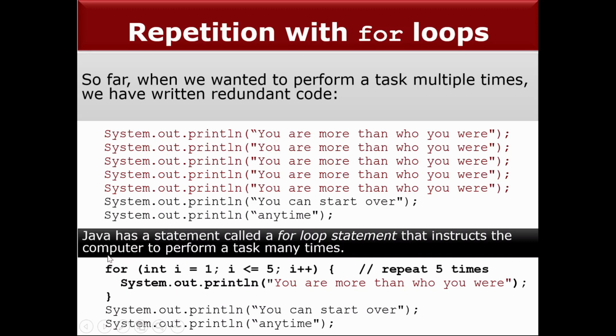So we have the for keyword, and inside the open and close parentheses are the initialization, condition, and the update, or increment or decrement, depending on the requirement of the program. So we initialize i as equal to 1, and we evaluate if i is less than or equal to 5. If it is true, it will perform what is inside the braces, which is System.out.println "you are more than who you were." And since this is 5, it will be printed 5 times.